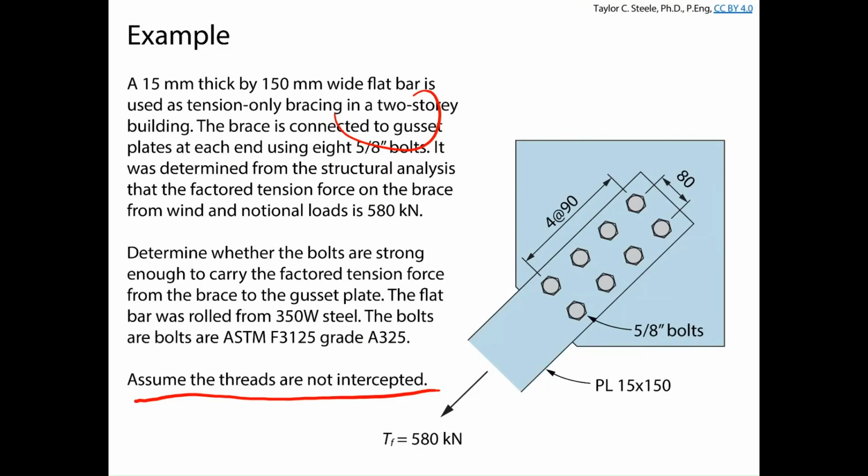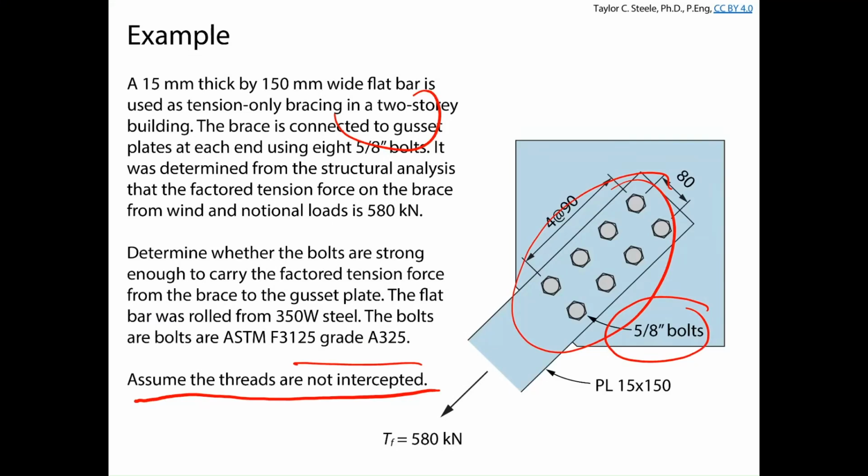And so the piece of information we need here, we need to know that these are 5/8 inch bolts. We need to know how many bolts we have. We need to know the grade of the bolts, and we need to know if the threads are intercepted or not. So we've got 5/8 inch bolts. We've got 8 of them. They're A325. They're not intercepted.